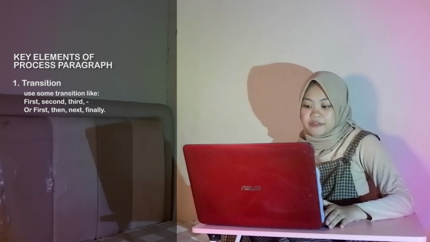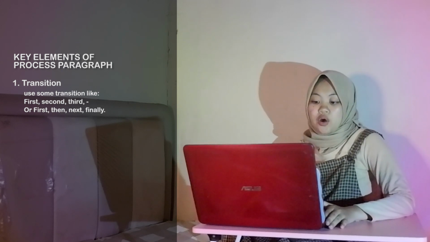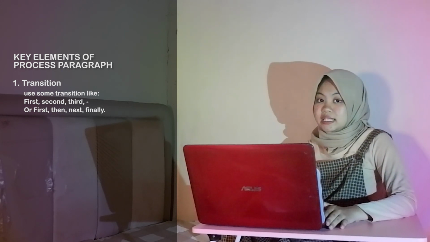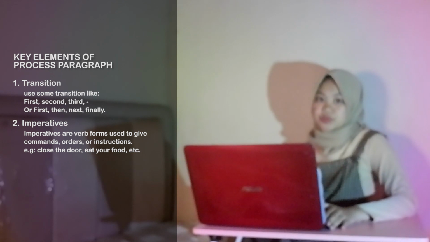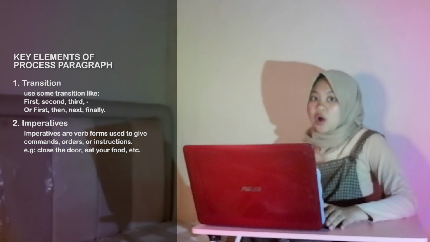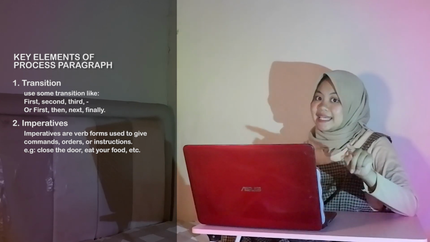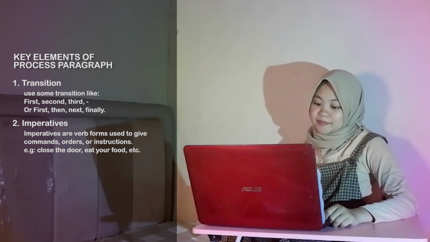So, there are three key elements you can use to make your process paragraph clear and effective. First, use transition words. In writing a process paragraph, you can use transitions like first, second, third, or first, then, finally. Number 2, you can use imperatives. Imperatives are verb forms used to give commands, orders, or instructions. For example, close the door, eat your food, etc.